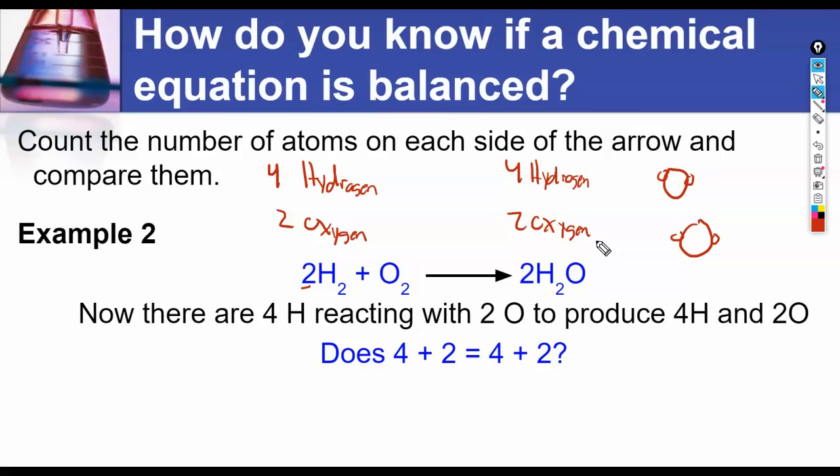The answer is yes, it is balanced because we have the same atoms on both sides of the equation. Okay, so this is what's called a balanced chemical equation, right? Because we have the same number of atoms on both sides, which is exactly what we are supposed to have. Okay, so pause there if you need to look at that some more.